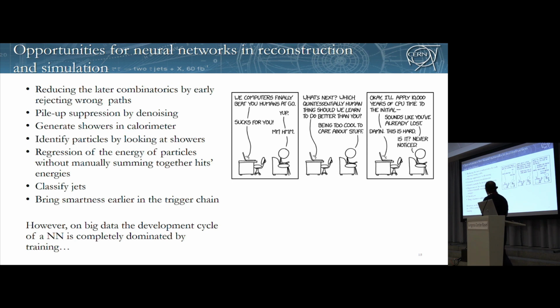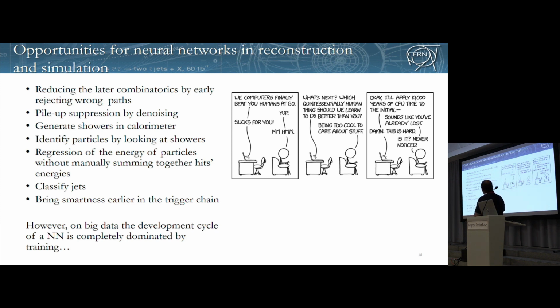On the other side, for example, reducing combinatorics later by early rejecting wrong paths, training this can happen somehow in place, but the kind of data formats that we have does not really allow it. So it's better to extract that information from a full simulation and then inject it back in a NumPy data format, which is then much easier.